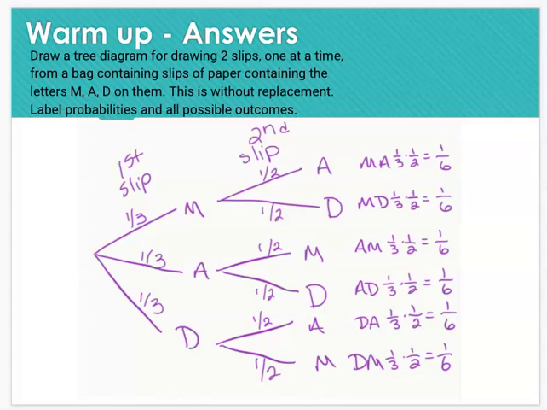The only way it would be possible to get an MM is if this was with replacement instead of without replacement. Okay, I hope that was a nice refresher for you. Remember, these should sum to 1, and on each set of little branches, it should sum to 1. And then all these separate outcomes should totally sum to 1. All right. Good job.